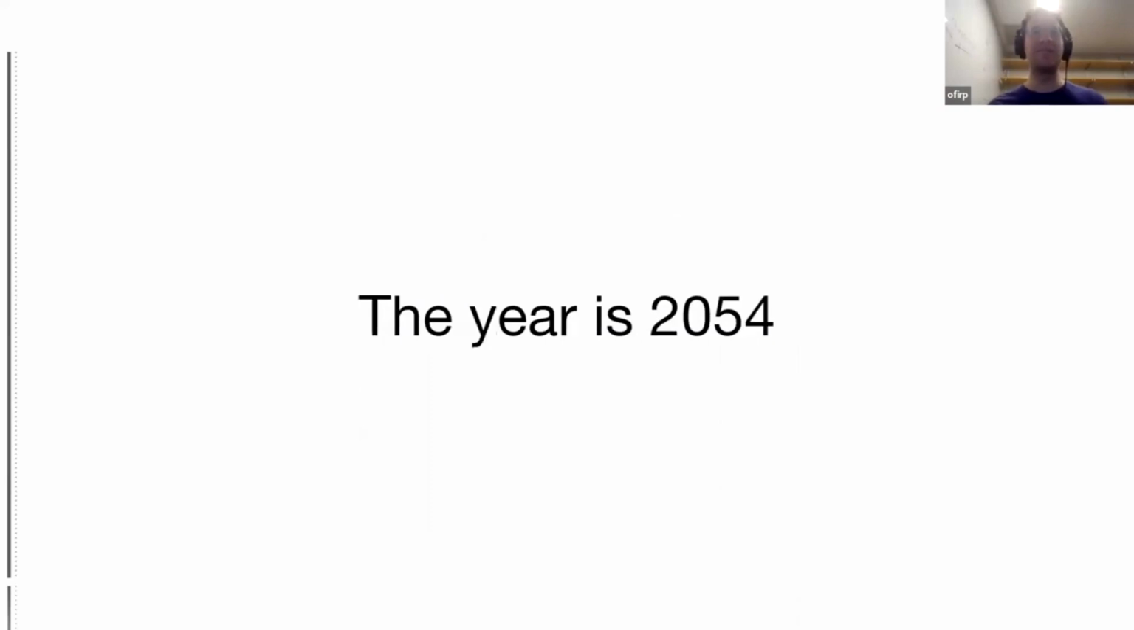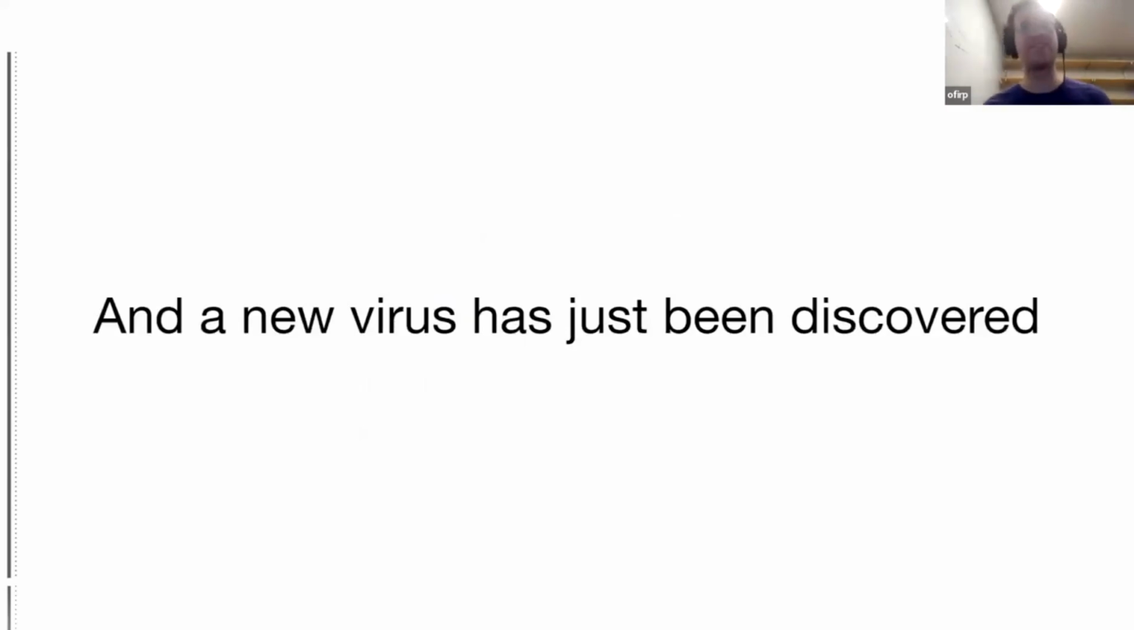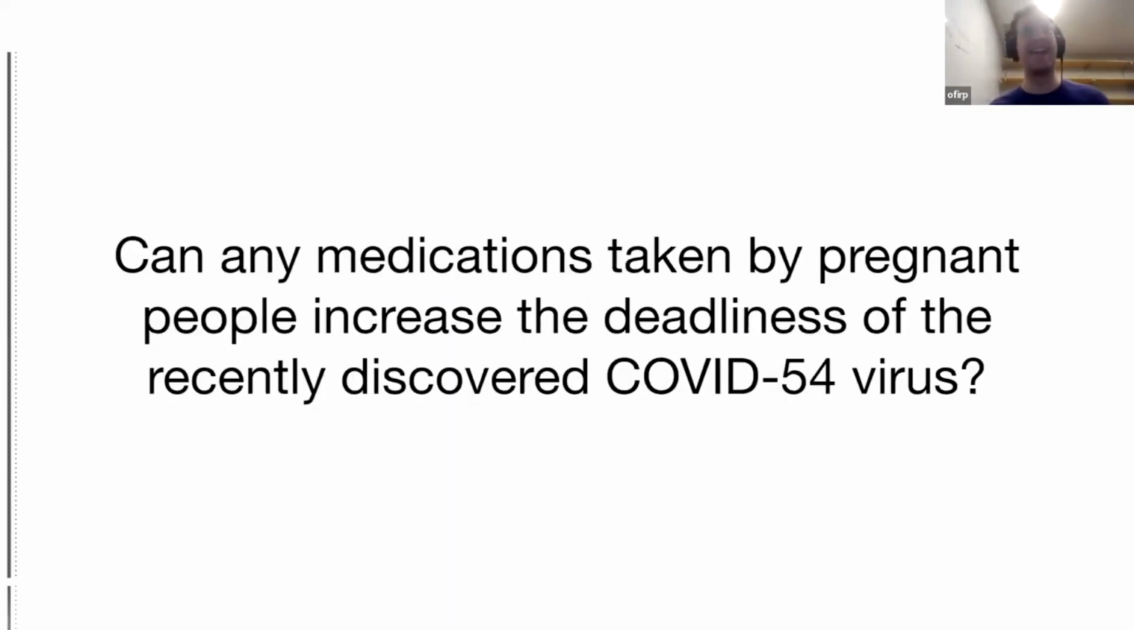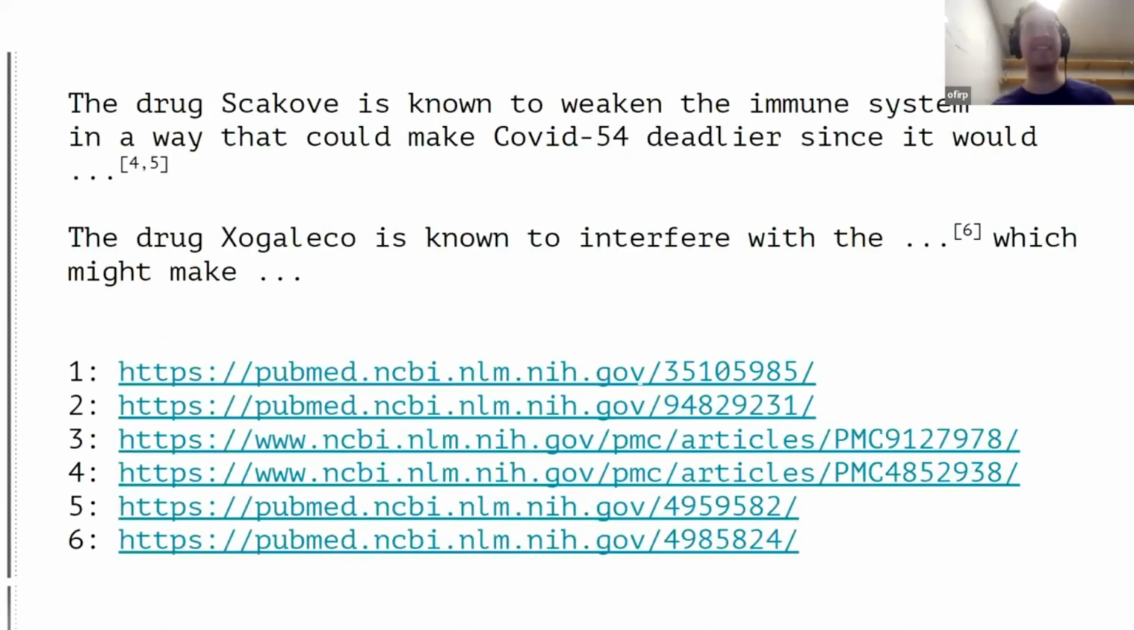But in the long term, I'm super excited about what I call automated research, which is the ability to answer really complex questions using search and language modeling. The example I like talking about is: the year is 2054, and a new virus has just been discovered. It's called COVID-54. I want to type in, can any medications taken by pregnant people increase the deadliness of the recently discovered COVID-54 virus? And then within a few seconds, it gives me a well-researched response with citations.